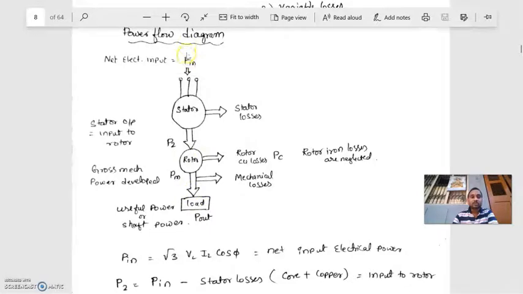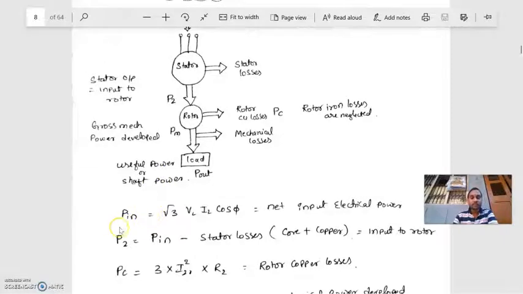So now the total power flow diagram of a three-phase induction motor. From this you can write some equations of the power flow diagram. The input power is generally given as √3 VL IL cos φ, line voltage, line current and power factor. Okay. So this is called the net input electrical power. P2 is the stator output or input to the rotor, given by input power minus stator losses. Therefore P2 is P in minus stator losses.